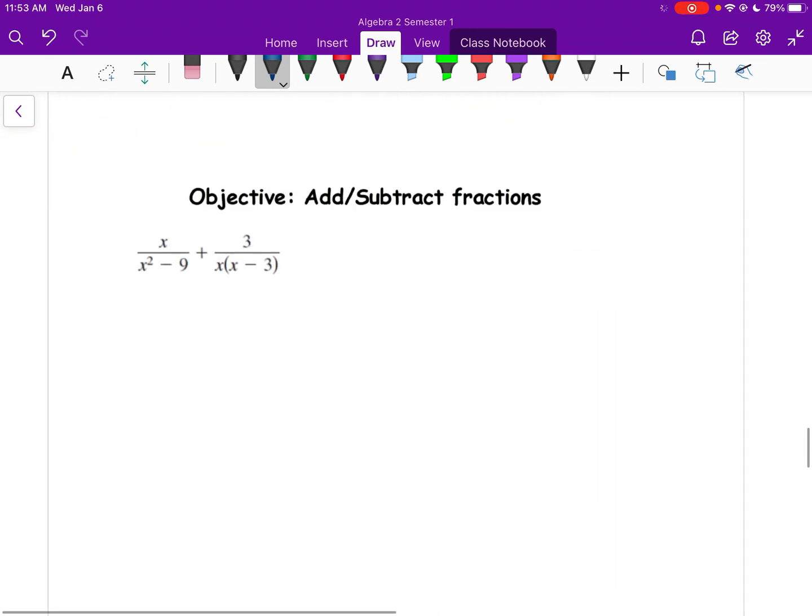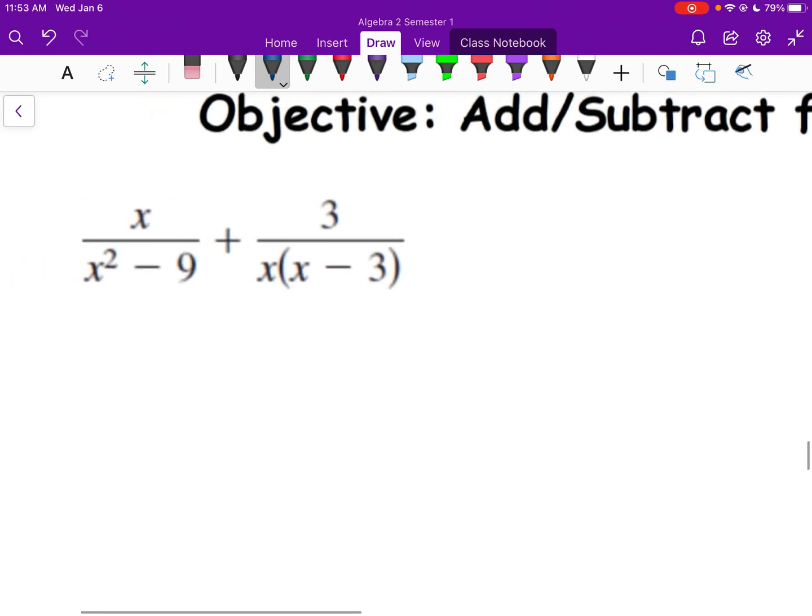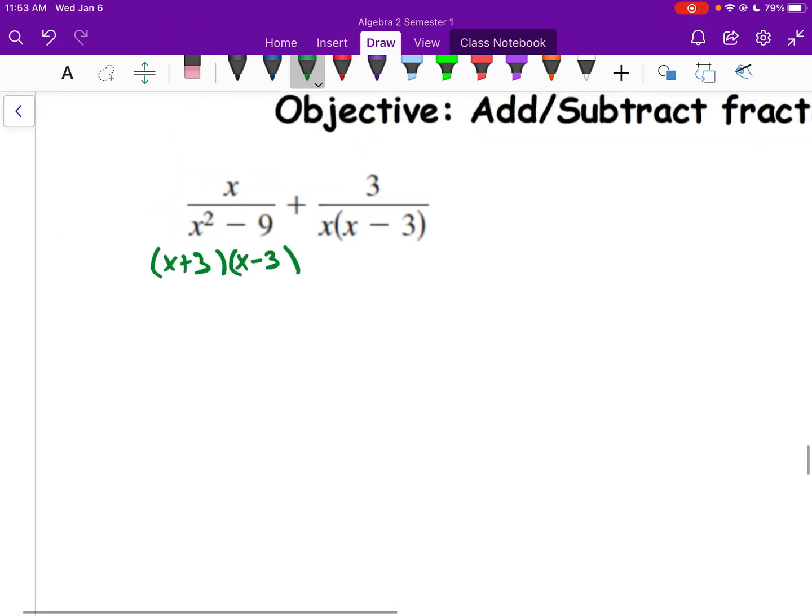All right. So, adding again. First step, always to factor. I see a difference of squares here: x plus 3, x minus 3, and that second denominator is actually already factored. So let's figure out our LCD. Again, start with one of the denominators, and I'm going to start with the x plus 3, x minus 3. So we're good there.